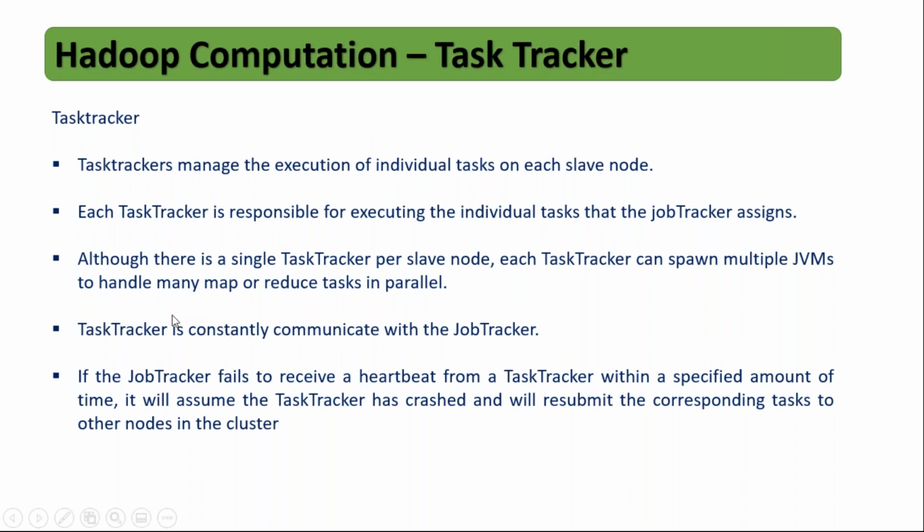So here, task tracker will constantly communicate with the job tracker. As I told you, name node communicates with the data node and data node communicates with the name node. Job tracker will communicate with the task tracker, and task tracker also will communicate with the job tracker. If the job tracker fails to receive a heartbeat from any task tracker within a specified amount of time, that can be anything, seconds or minutes, whatever it may be, it will assume that the task tracker has crashed. That means that particular task tracker has failed.